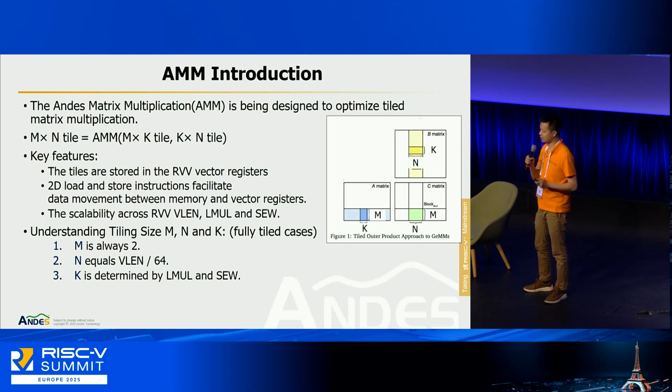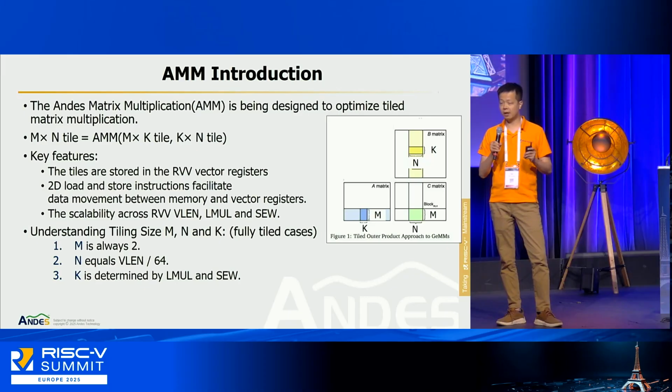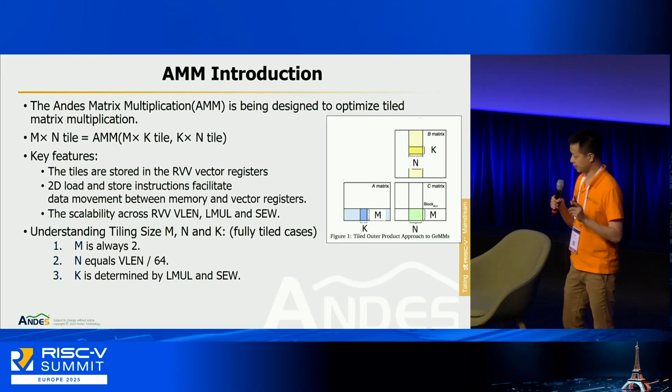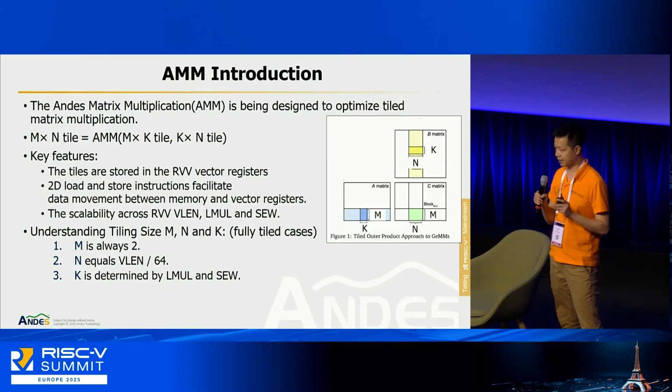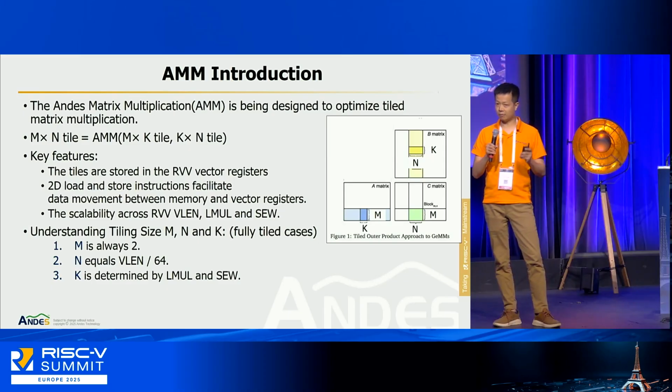So to help you understand the tile size, here's a quick summary. First, M is always 2, and N equals VLEN divided by 64. Next, K is determined by LMUL and SEW.